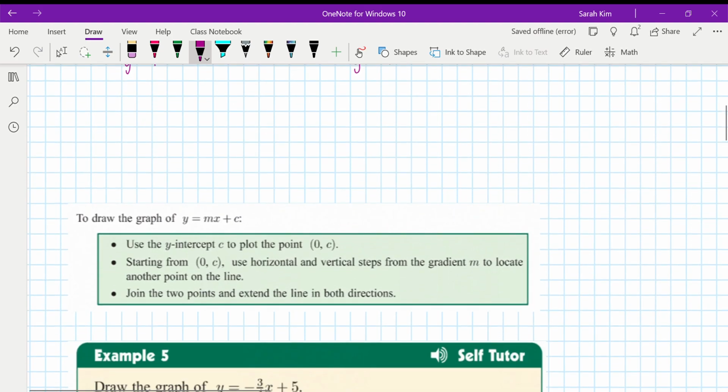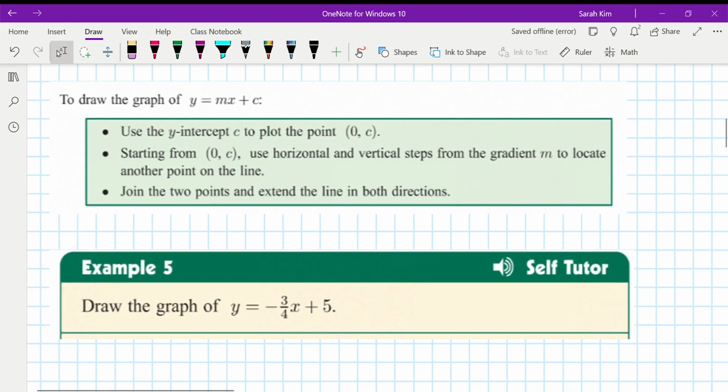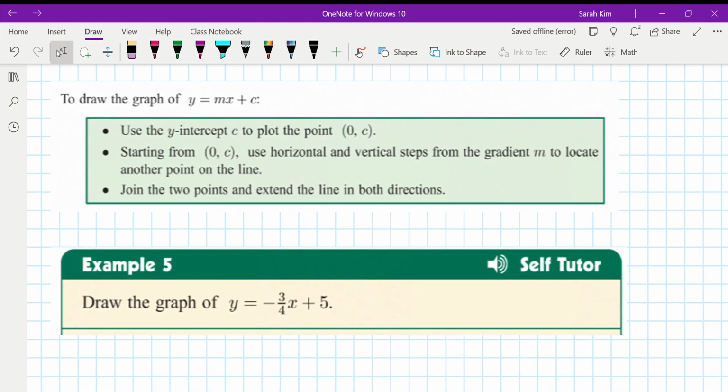So let's have a look at this example. For this example, what you have to do is draw the graph. Okay? So what we do know is to use the y-intercept c to plot this point. So we can plot a point on the y-axis. And then starting from that coordinate, you use the horizontal and vertical steps of the m to locate another point. And all I have to do is join the two points. So we've done this before.